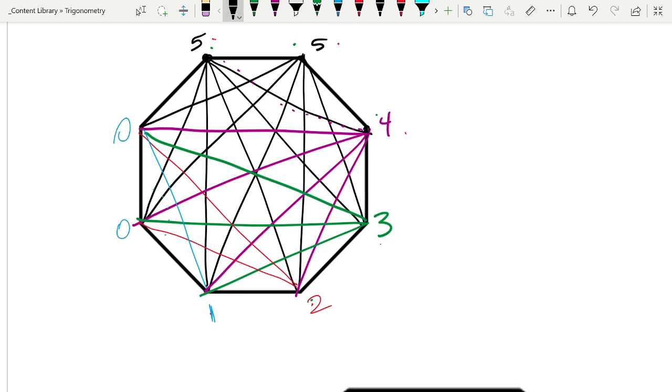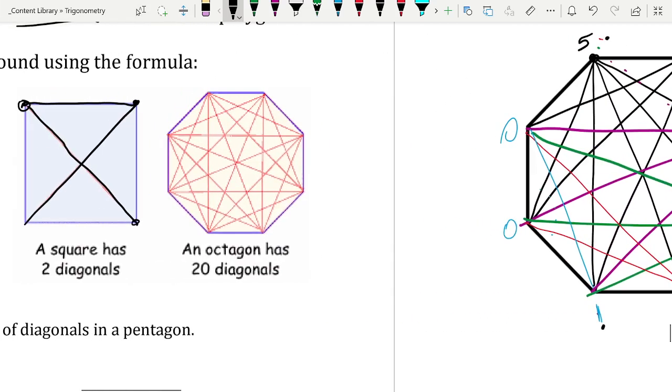Add them up. 5, 10, 14, 17, 19, 20. 20 diagonals. I think I did a pretty good job of that. It might not be quite as pretty as the one in your book, but did the job. That was kind of tedious, though, wasn't it? Actually having to draw 20 diagonals. Thank goodness it wasn't a bigger shape with more sides.